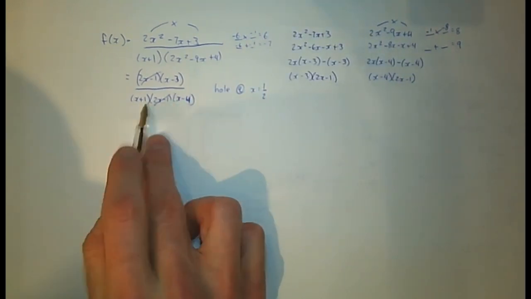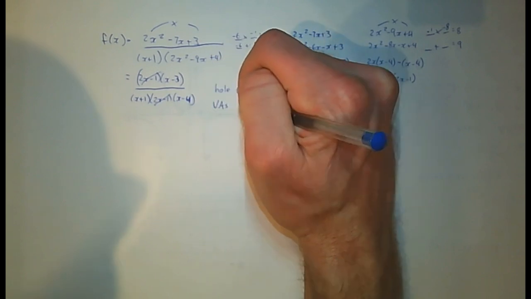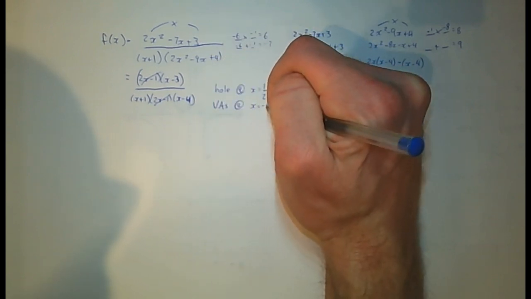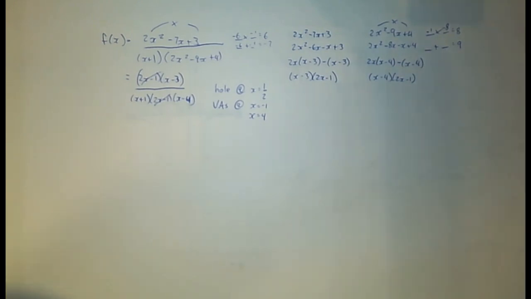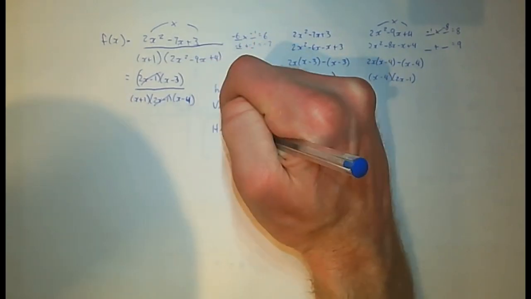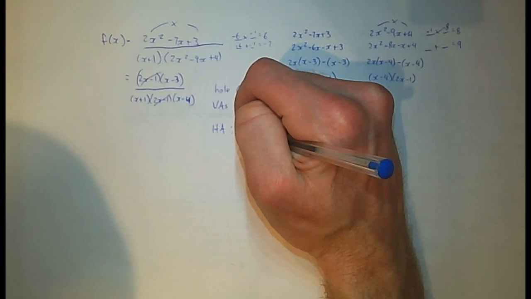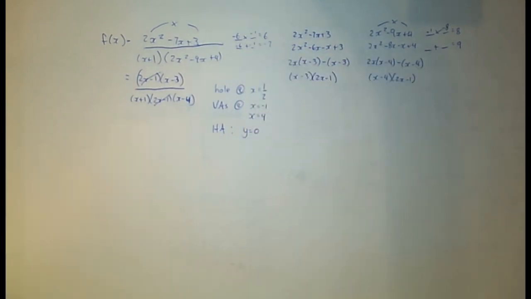What's left in the denominator are our asymptotes. So VAs at x equals negative 1 and x equals positive 4. In terms of horizontal asymptotes, the degree of the denominator is 1 more than that of the numerator, meaning that there is no horizontal asymptote other than the one through 0. HA through y equals 0. Okay, we've got the holes and the asymptotes. Fantastic. We need to know the x and y intercepts.